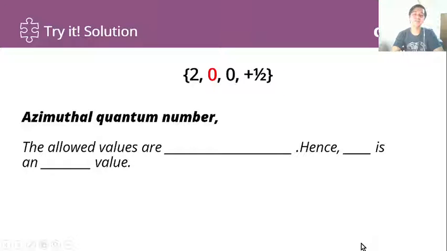So what are the allowed values for the azimuthal quantum number? It's from 0 to n minus 1. Because n is 2, that will be 2 minus 1, which is equal to 1, and because we need to include 0, the allowed values are 0 or 1. We got here 0. Is 0 a forbidden or allowed value? Correct, it is an allowed value, because we can see here 0.